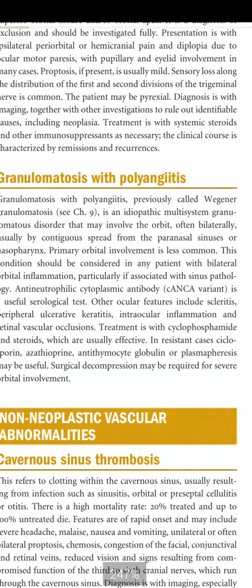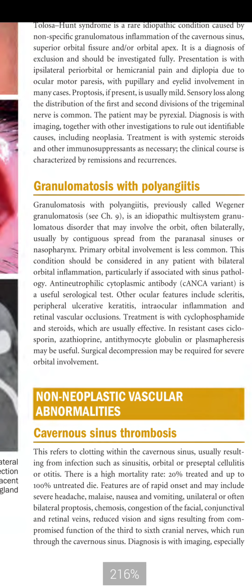So, cavernous sinus thrombosis refers to clotting within a cavernous sinus, usually resulting from infection such as sinusitis, orbital and preseptal cellulitis or otitis. So, there is a clotting of the cavernous sinus. There is a high mortality rate, 20% treated and up to 100% untreated die.